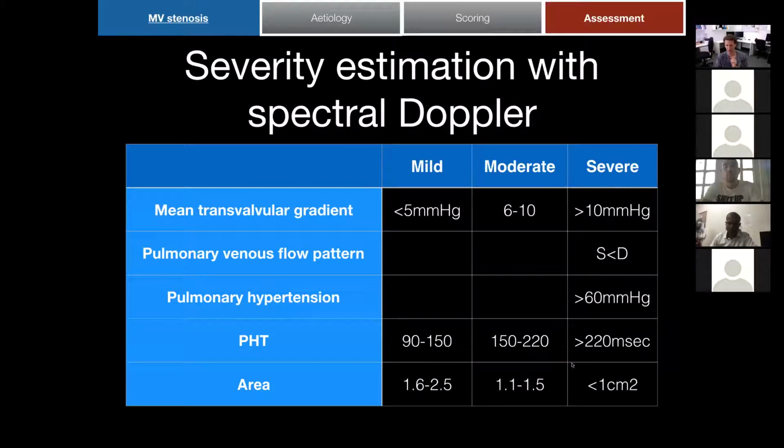But we talk about the inadequacies of the pressure half time, but this is where I think it's important having at least an idea about when you can start trying to measure areas, and sometimes that's really tricky in the critically ill, of course.